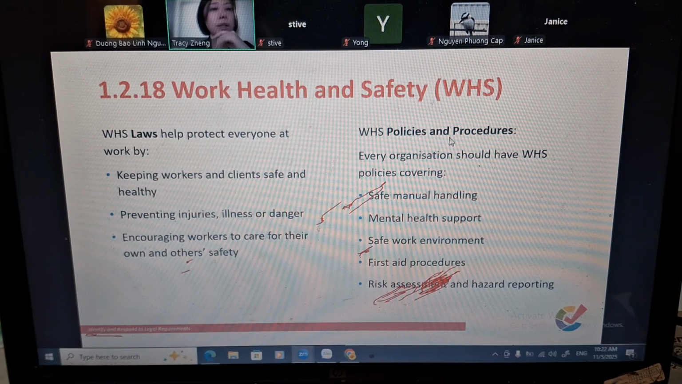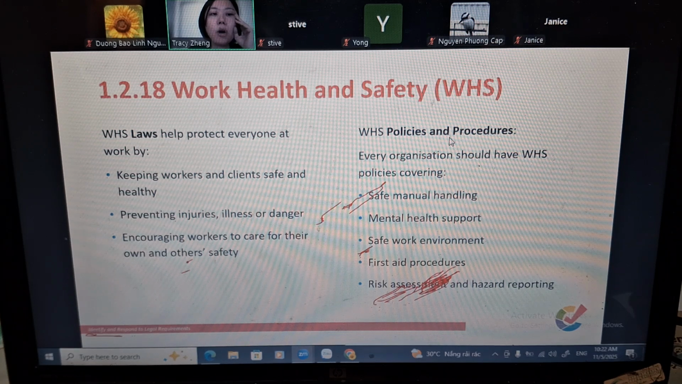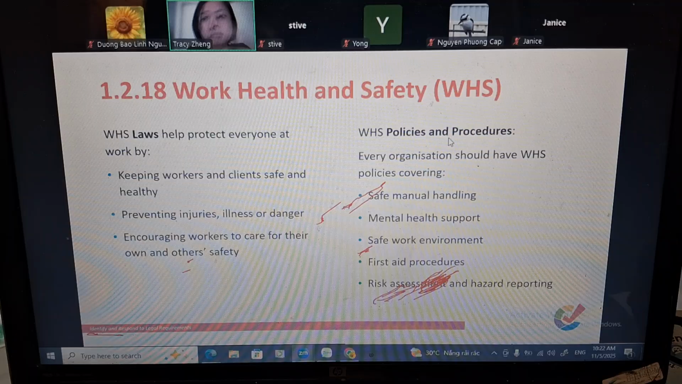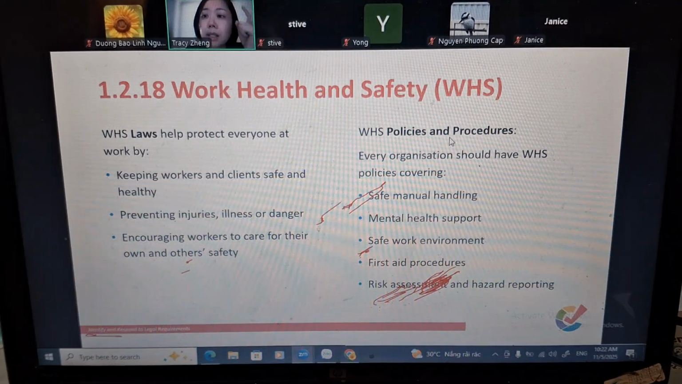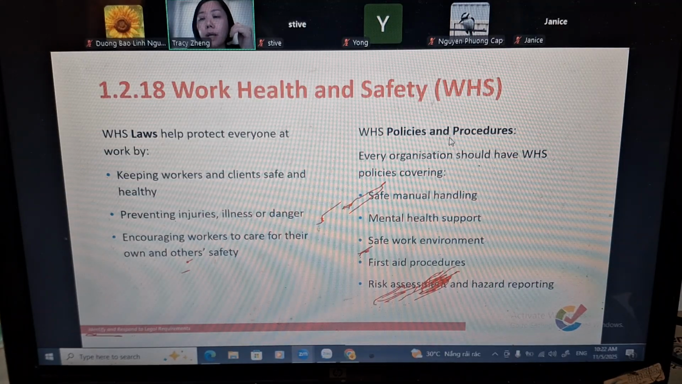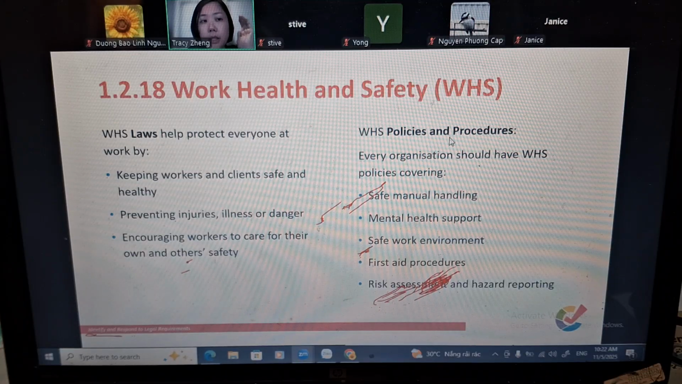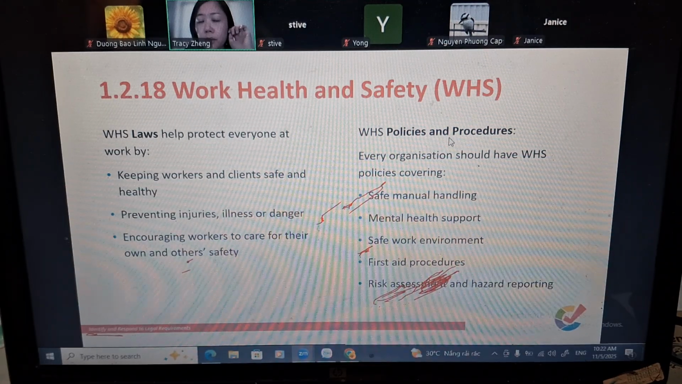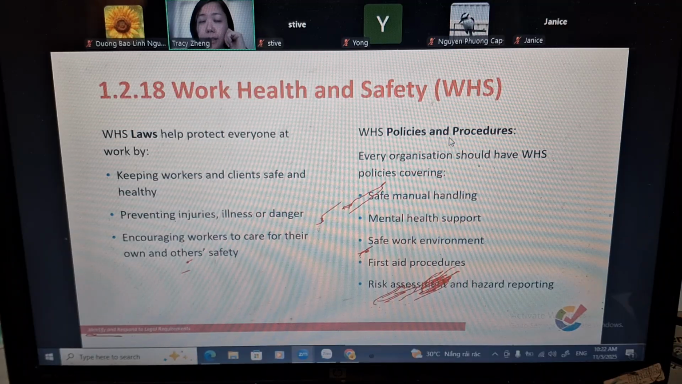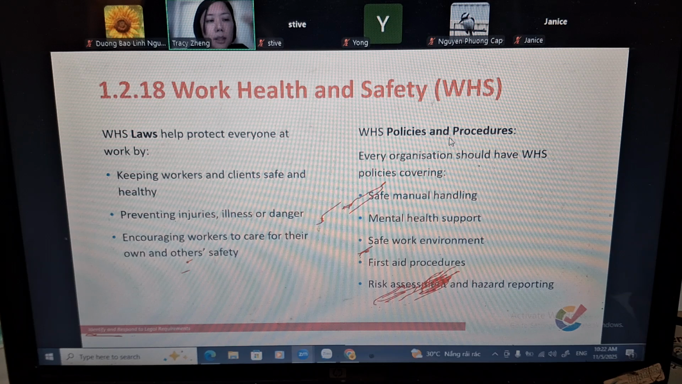So have a look at the left-hand side of this slide. Firstly, these are the work health and safety laws that help protect everyone at work. So clearly again, that is a legislation. Every state in Australia and every territory has its own legislation about WHS, so please check your state's legislation. But overall, in general, this legislation keeps the workers and the clients safe and healthy, okay?